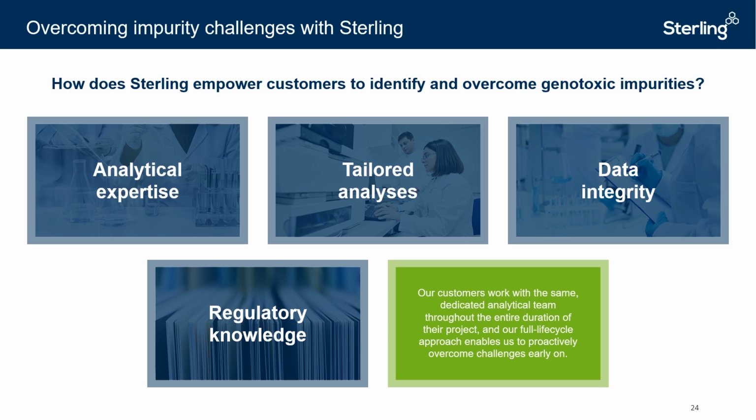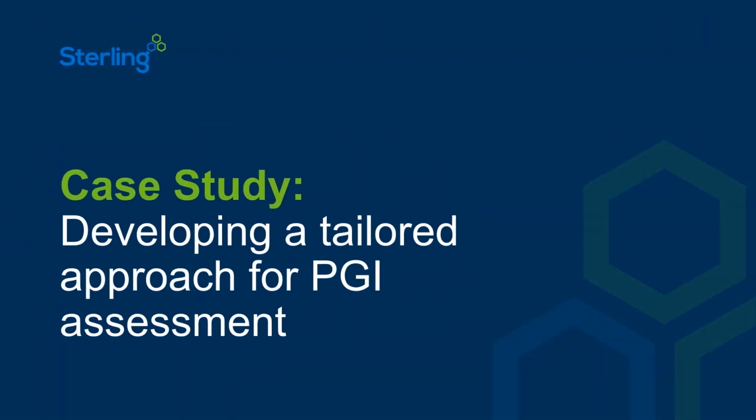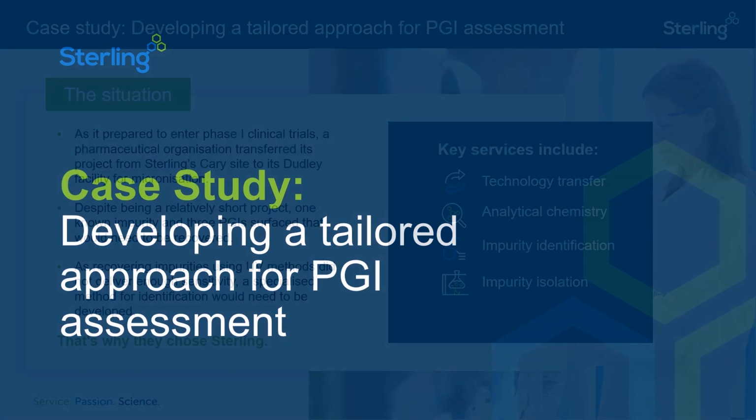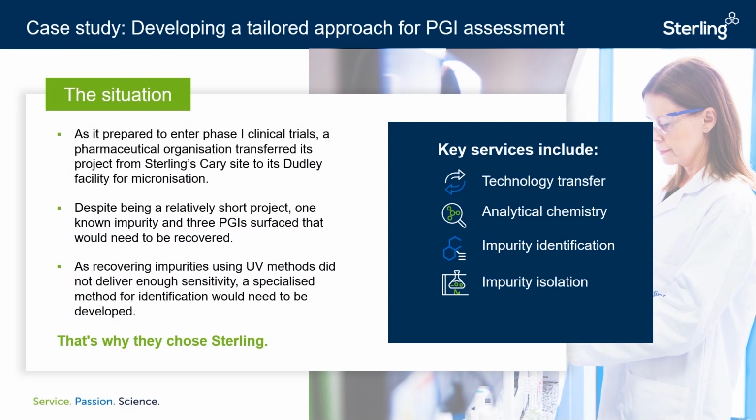Through these 5 qualities, we empower our customers to navigate the complexities of genotoxic impurities and prevent them from entering the final product. In every project, our analytical team delivers our customers full confidence in the quality of their product and processes. Now that we've looked at Sterling's analytical capabilities, we're going to go over a case study that can provide some more insight into our analytical approach to genotoxic impurities here at Sterling.